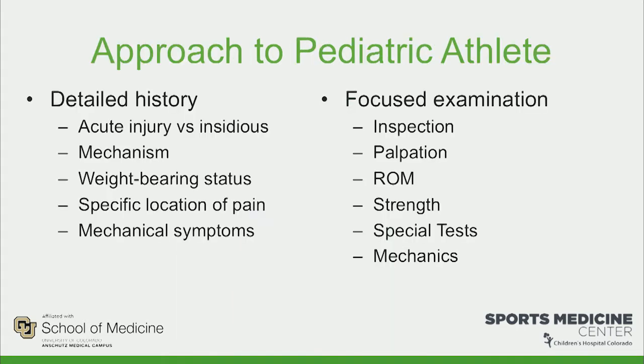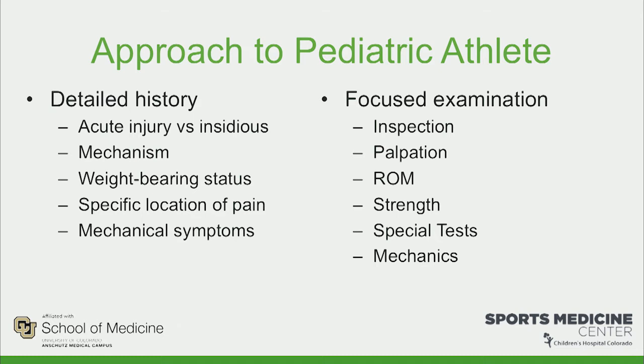And we also talked previously about history and exam, but a couple things I want to touch on. In the history for a pediatric knee, you're going to want to know, is it an acute injury or was this just insidious onset? What was their exact mechanism? A lot of times the kids cannot tell you. They're like, I don't know, I fell. Could they walk afterwards? Where exactly did they hurt? That one finger pointing is really helpful. So I try to really pinpoint where exactly it hurts. And do they have any mechanical symptoms?